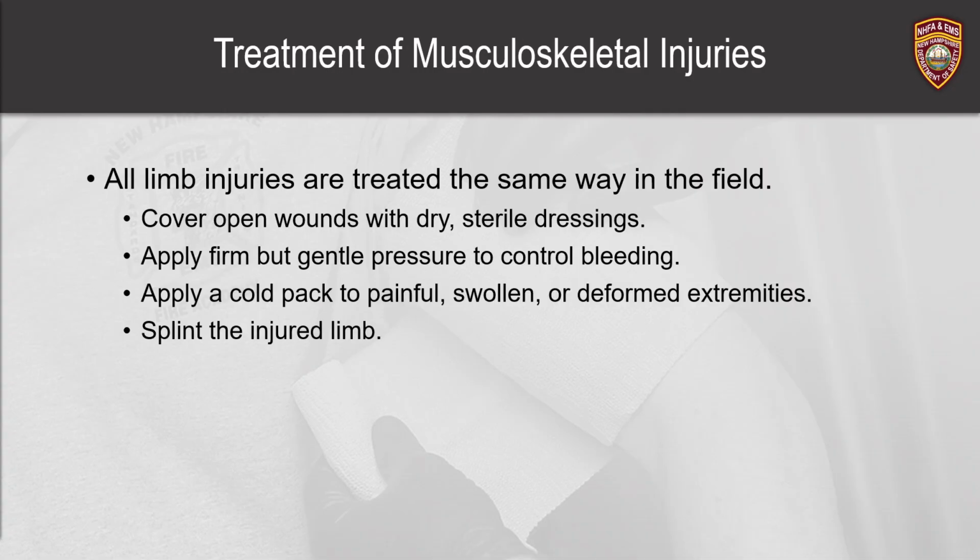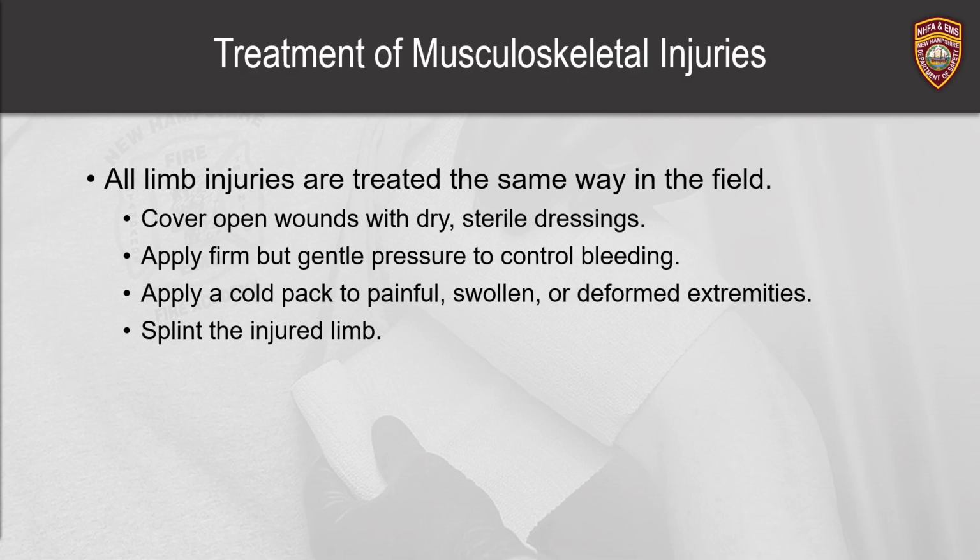All limb injuries are treated in the same way in the field, right? Any open wounds that we see, regardless of whether they have a bone involved or not, we're going to perform bleeding control. We're going to cover them with dry sterile dressings and apply firm but gentle pressure to control bleeding. If that doesn't work, we're going to upgrade to a pressure dressing, just like we talked about during bleeding control.